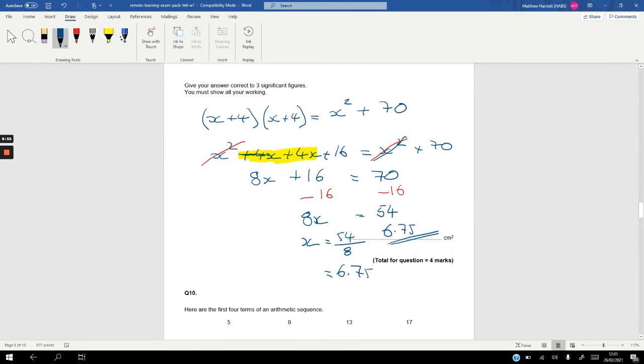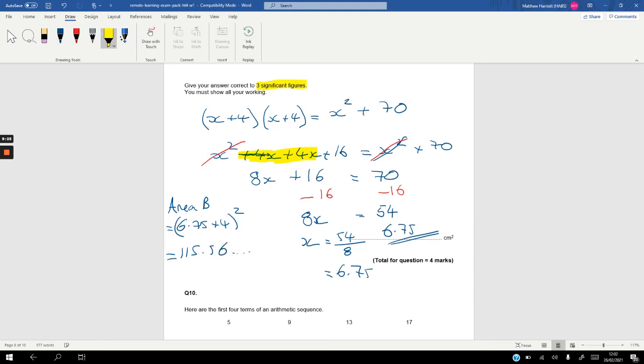I know what x is. So the area of B is x, which is 6.75, plus 4, squared. And square that, I get 115.56.